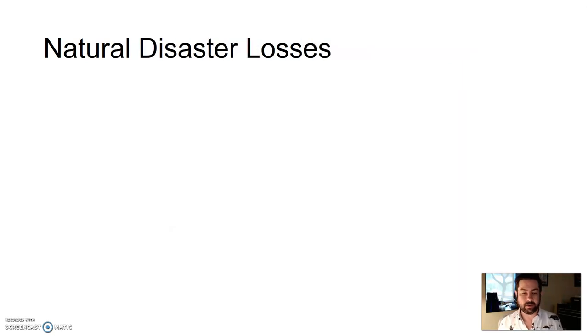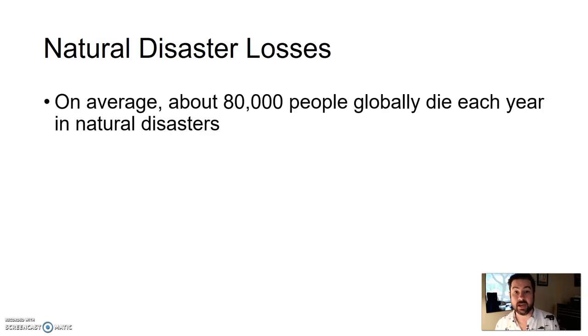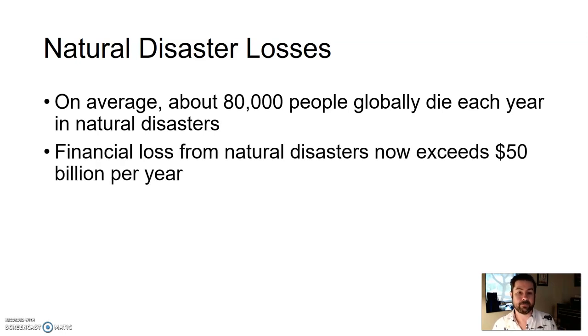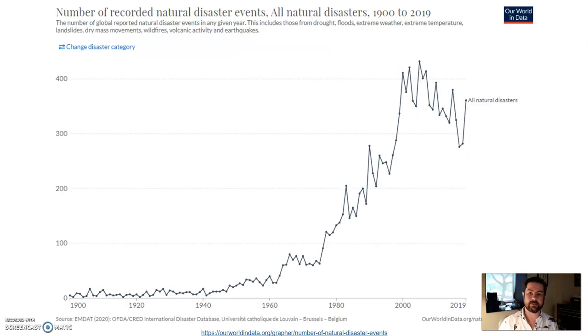So when we're talking about natural disasters and losses, on average, about 80,000 people globally die each year in natural disasters. That's a lot. 80,000 people around the globe die in natural disasters. Financial loss on average from natural disasters now exceeds $50 billion per year. All right, so also large financial losses.